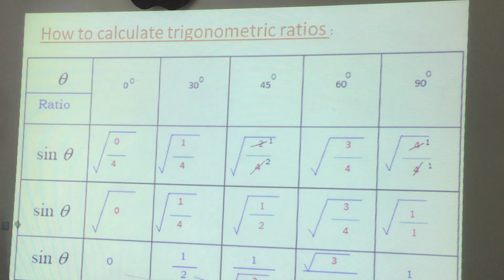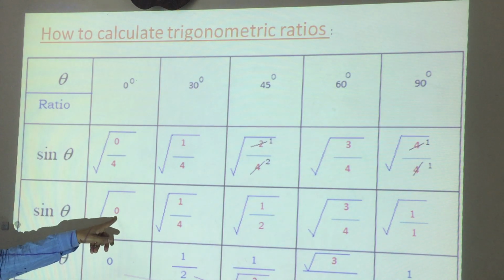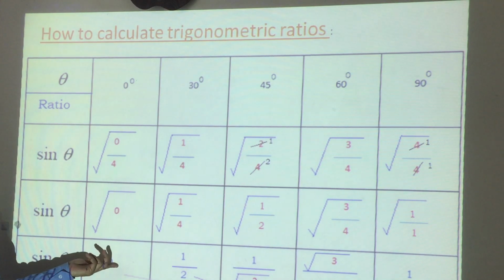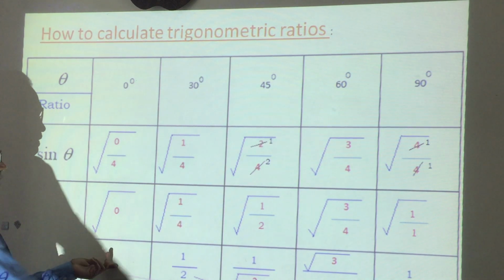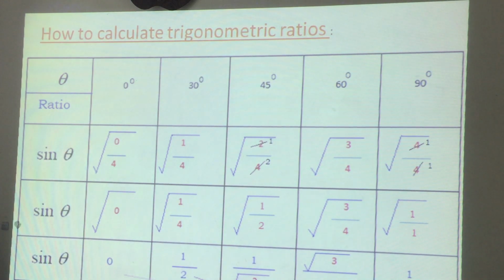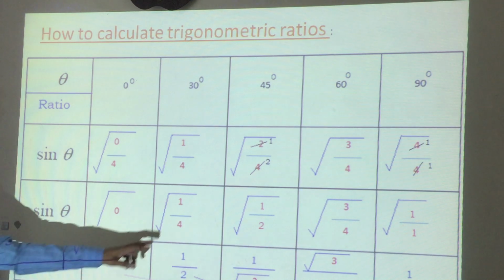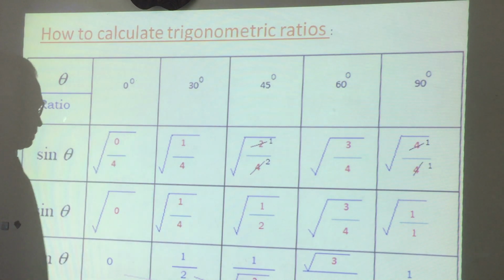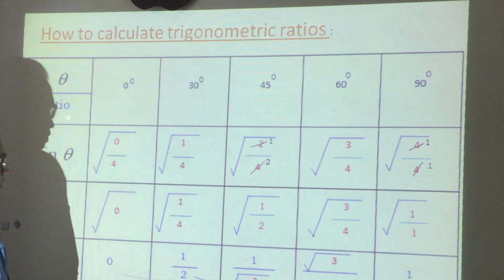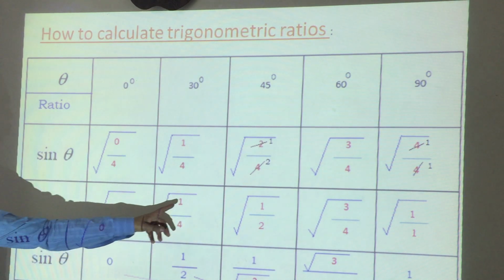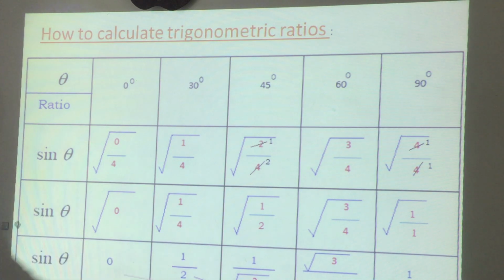Now, when you take the square root of 0, you get 0. First, you divide 1 by 4, right? And then you take the square root. You will get your answer in fraction form. In the next slide, I will explain. Here, the square root of 1 by 4 is the same. Alright, here 1 by 2, that is your sine theta.